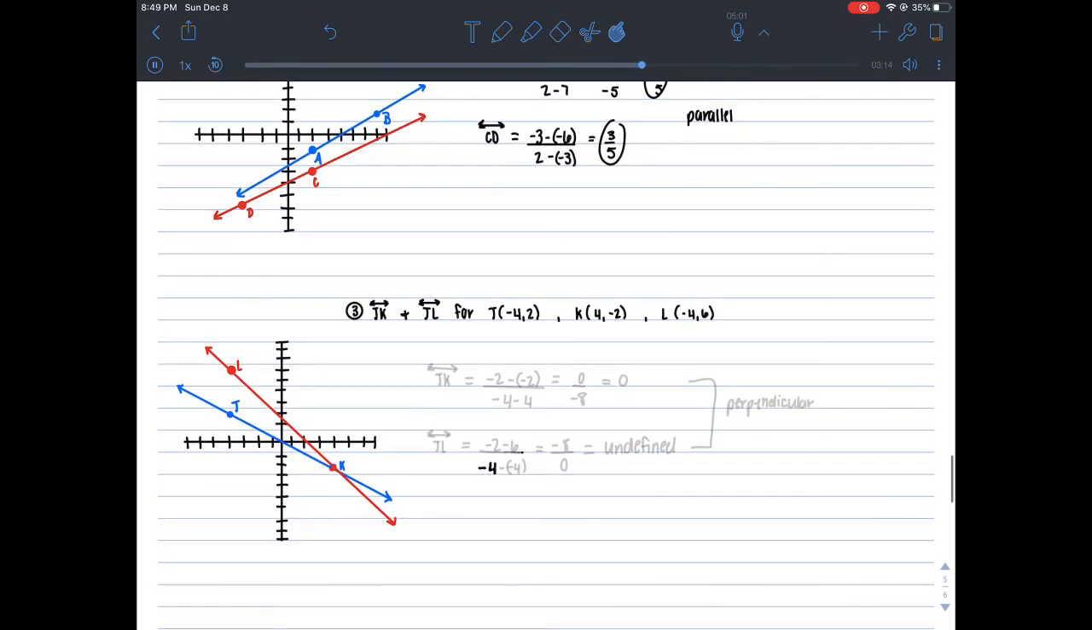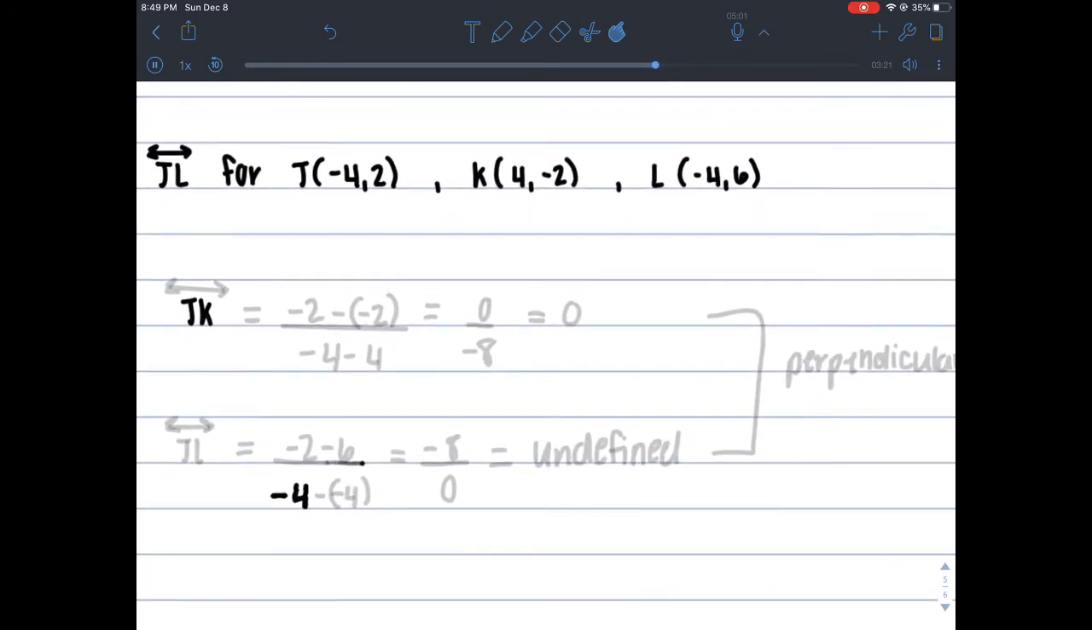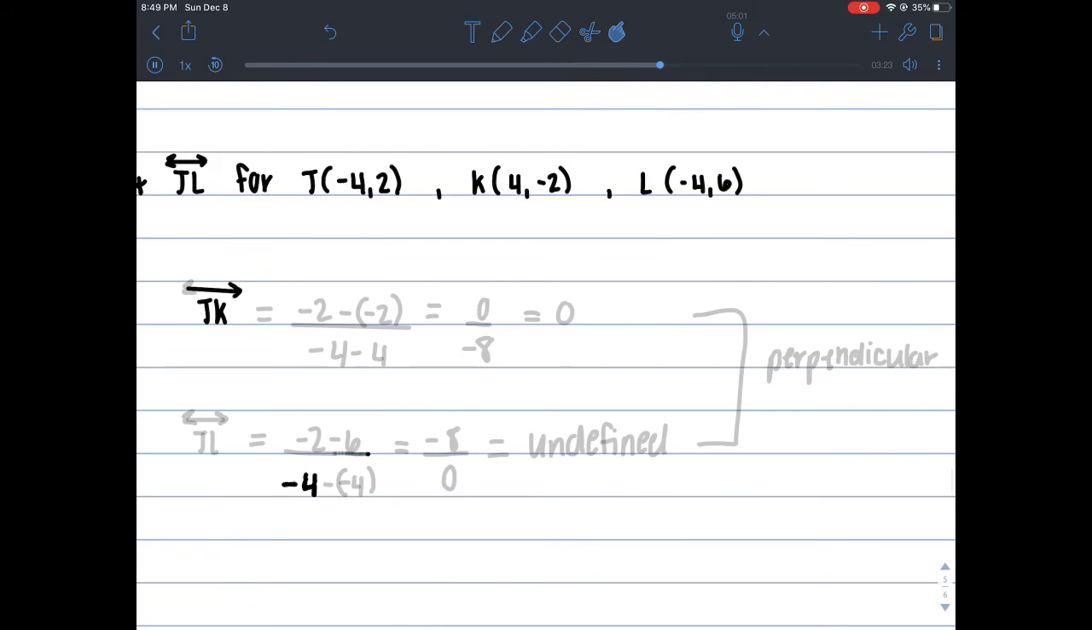Last, we're going to do the slope formula for lines JK and JL. So, first we do line JK. Line JK is equal to negative 2 minus a negative 2 over a negative 4 minus 4. This will give us 0 over negative 8, which is going to equal 0.